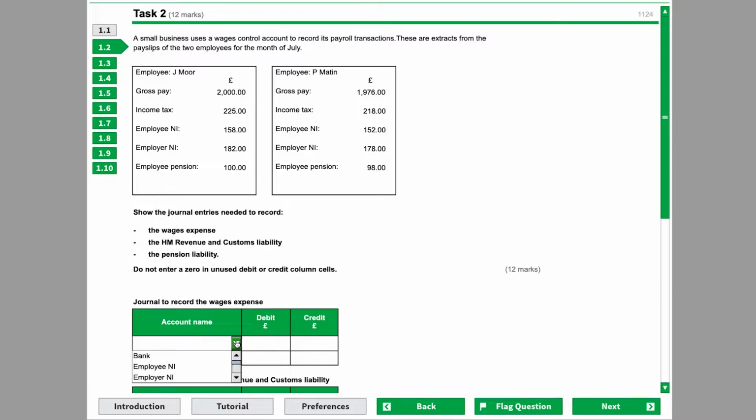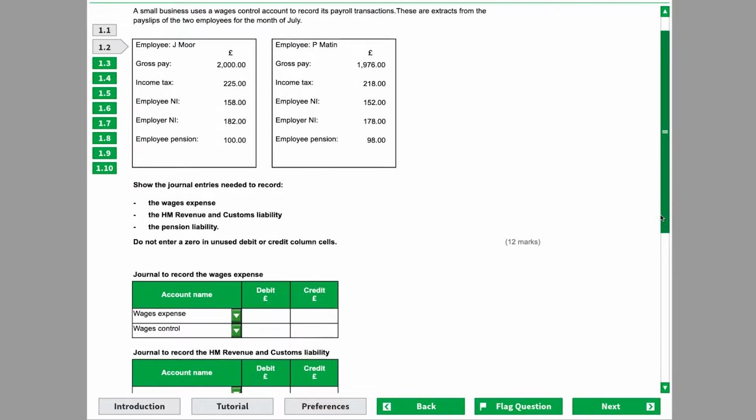So let's select those from this drop down. So we should have wages expense and wages control. There we are. Right, okay, let's just scroll down slightly here as well so we can see this. And what we want to do is we want to debit the wages expense, again for the full value, so 4,336, and we want to credit the wages control, again for 4,336.